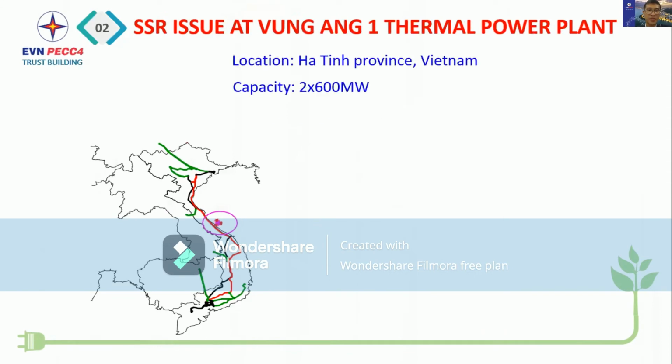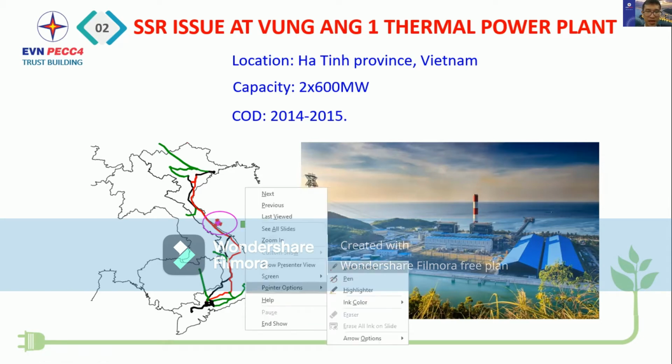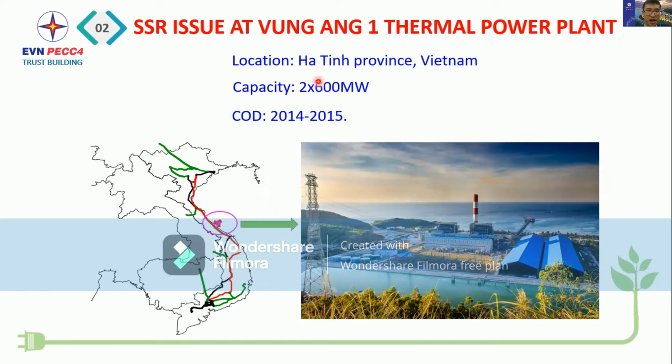So let's come to one study case at Vũng Áng 1 thermal power plant. This project is located in the center of Vietnam, it has a capacity of 1,200 megawatts, and it was put into service in 2014 to 2015.